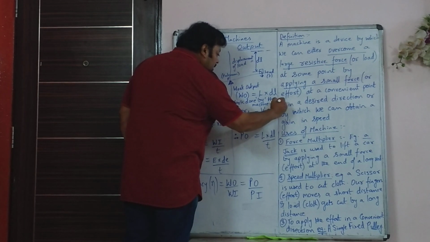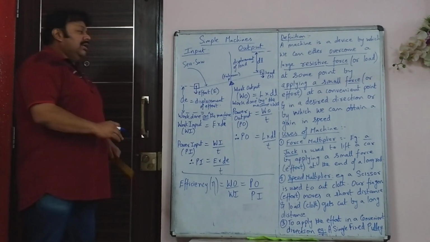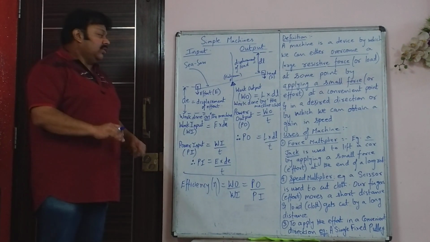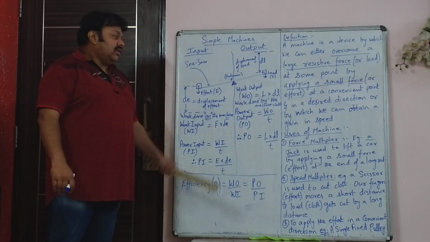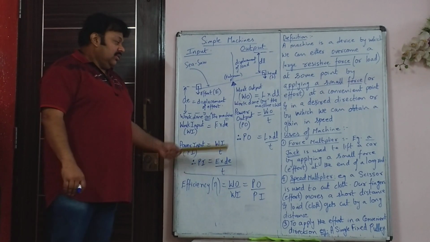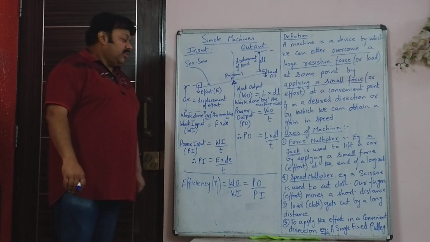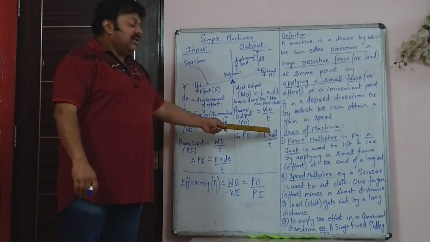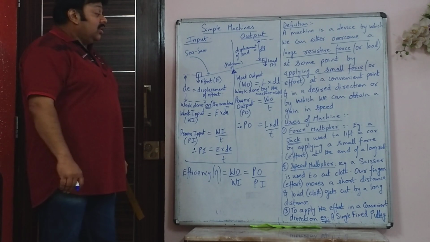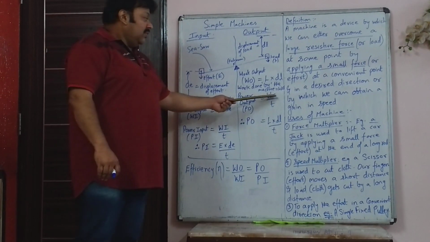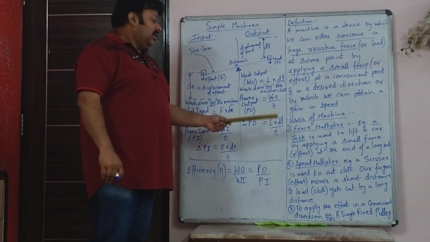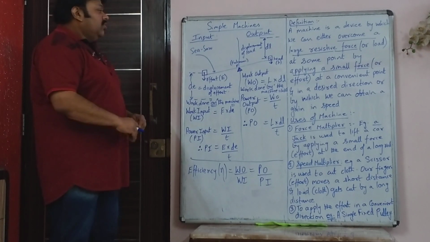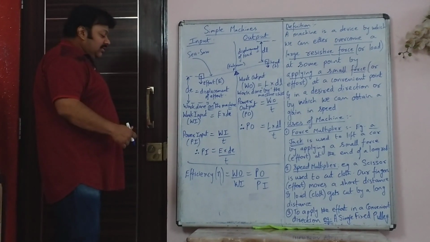That is work output. Work done by the machine is work output, and power output is work output upon time. So work output is load into displacement of load upon time. Why? Because work output you wrote L into dl upon T. So you have to get used to these terms.